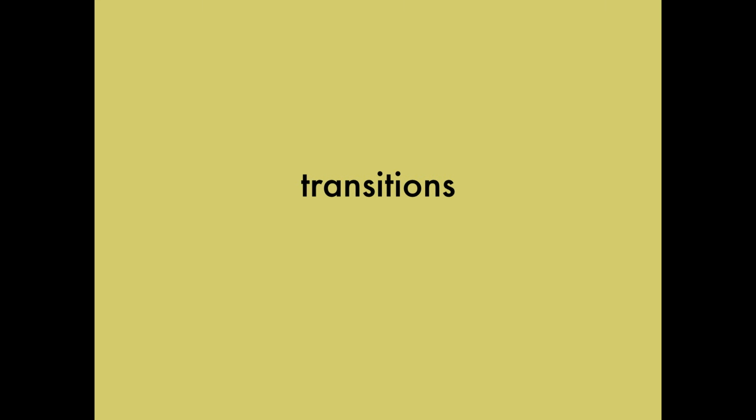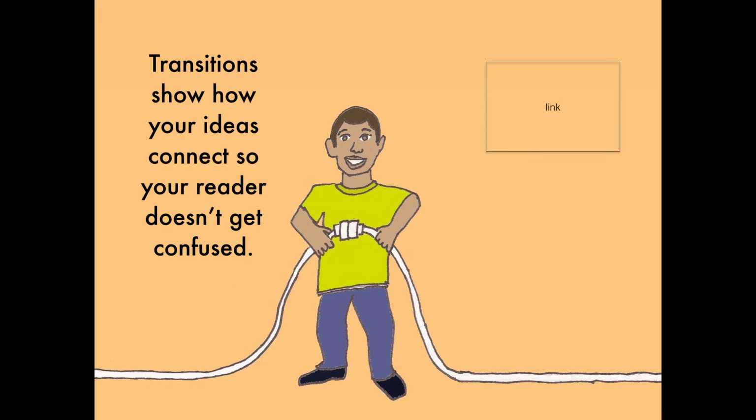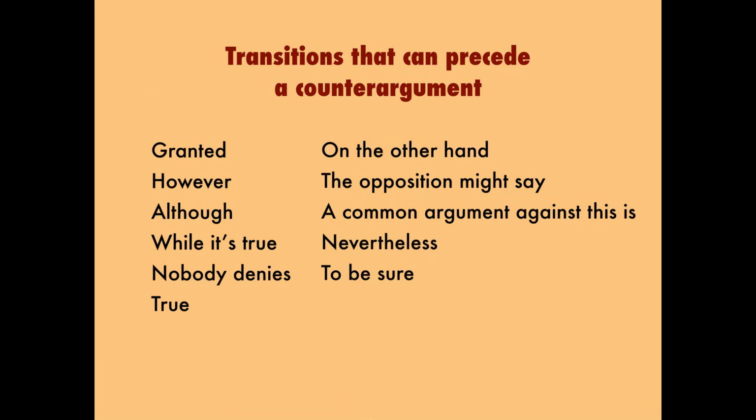Last, let's talk about transitions. You probably already know a thing or two about paragraph transitions. If not, check out my other video on that topic. But before giving your reader your counterargument, you have to indicate that you're about to do that, so that your reader is following your reasoning without getting confused. So you can use a transition like one of these.